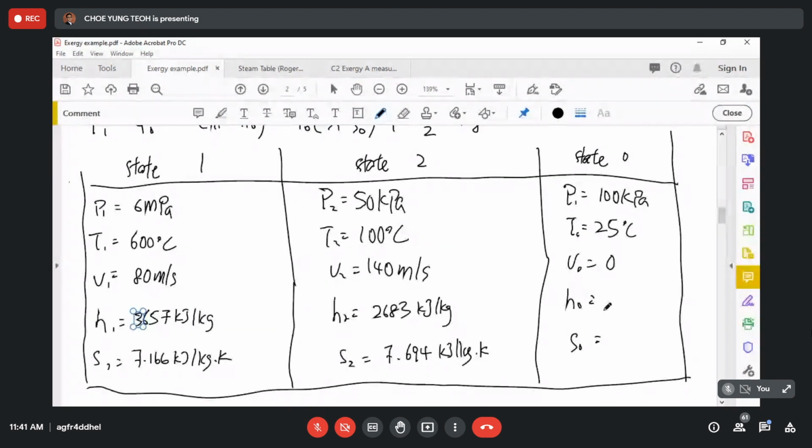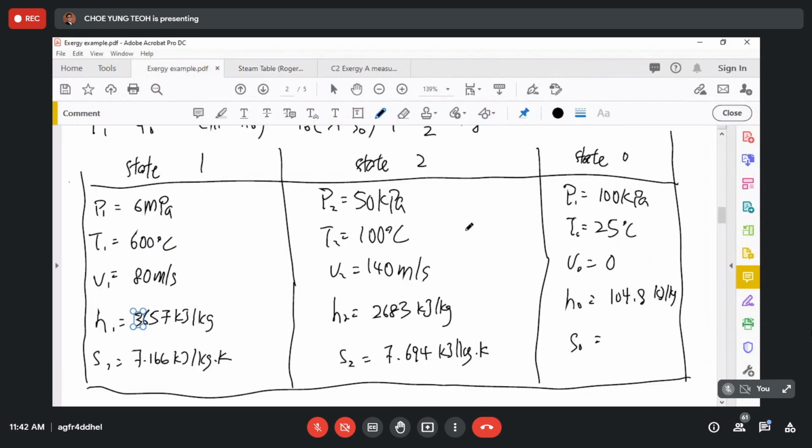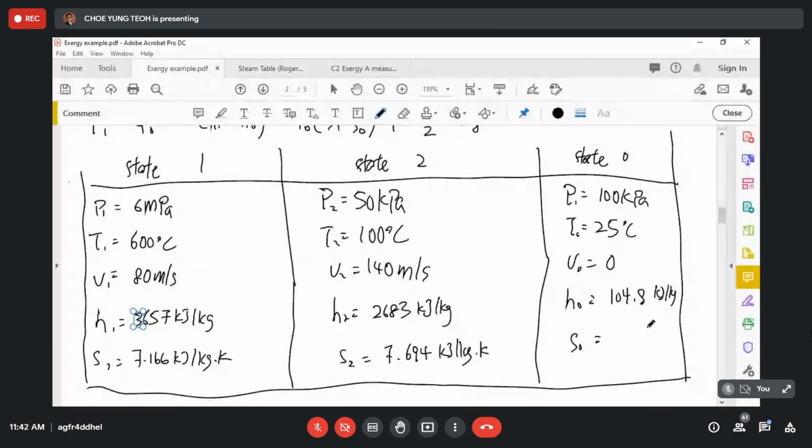So I write down 104.8 kilojoule per kg. Okay, we refer to the temperature of 25 degrees Celsius, so it means that at 25 degrees Celsius, hf will be 104.8. And then next, the entropy, 0.367. Okay, and remember to write your unit.